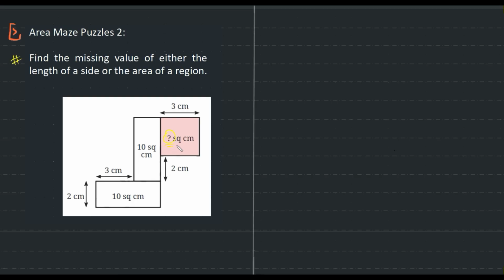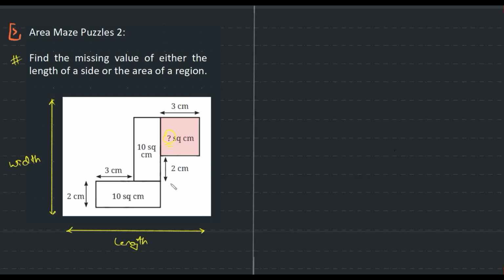To figure out this area, we need the length and width. So first thing is, let me use a common nomenclature. Anything that we talk along this left to right direction, I'll call it length. Up and down, we'll call it width. So let's try to figure out what can be the dimension.